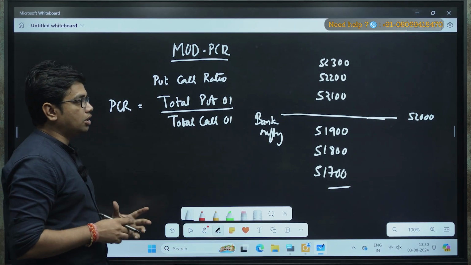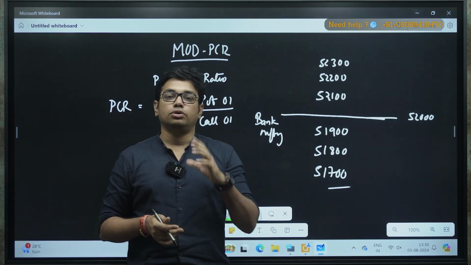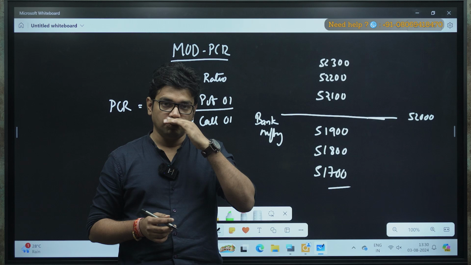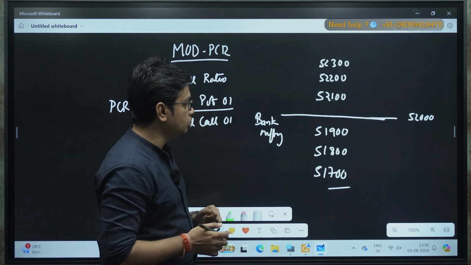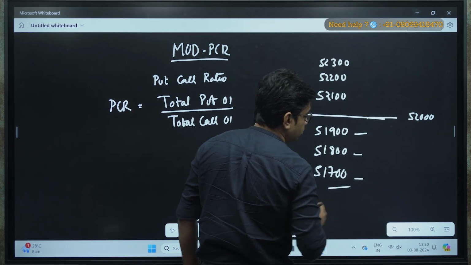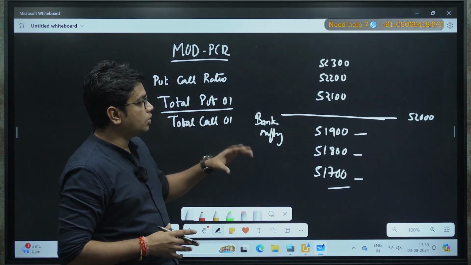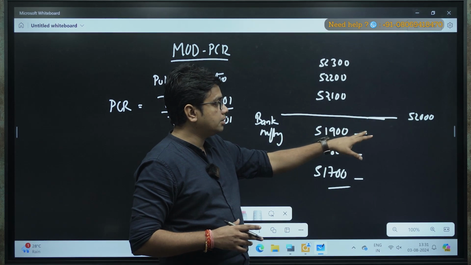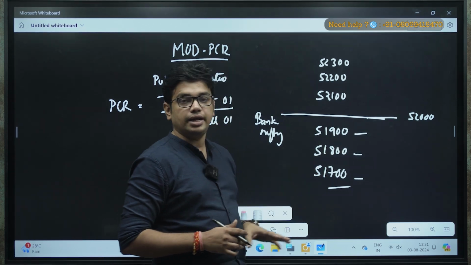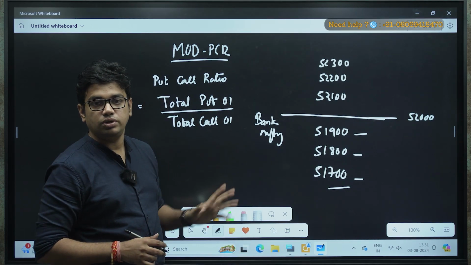You know the call option writers and put option writers have certain views about the market. The put writers think that the market will not move below this particular level. So they write put options over here or over here, because they have a perception that even due to high volatility the market would not move below this level, that is 51,900 or 51,800. There are different writers and they make positions on different OTM levels.